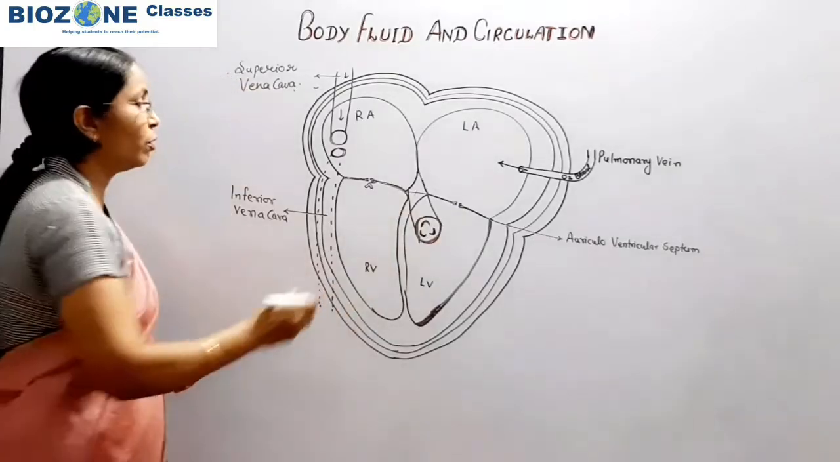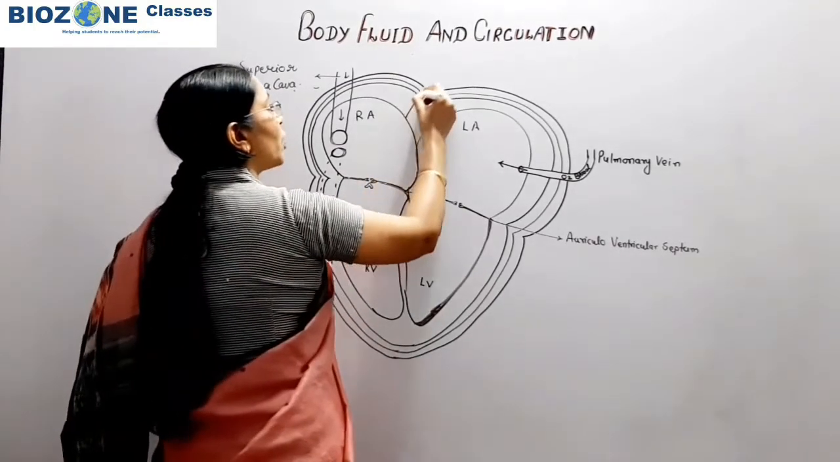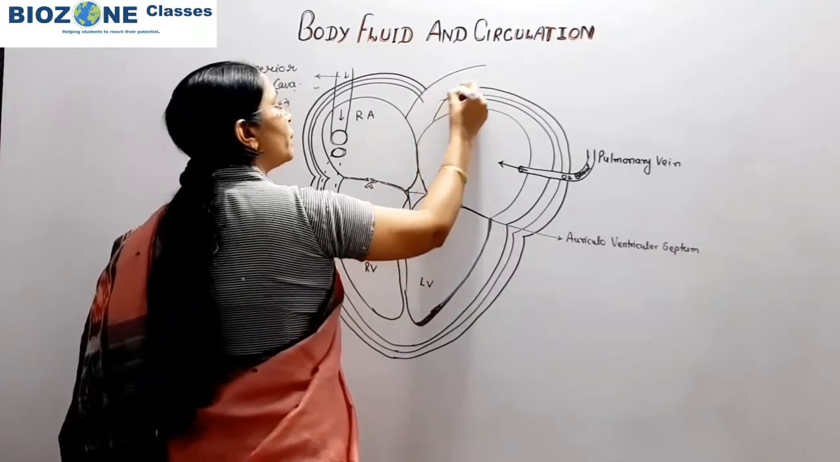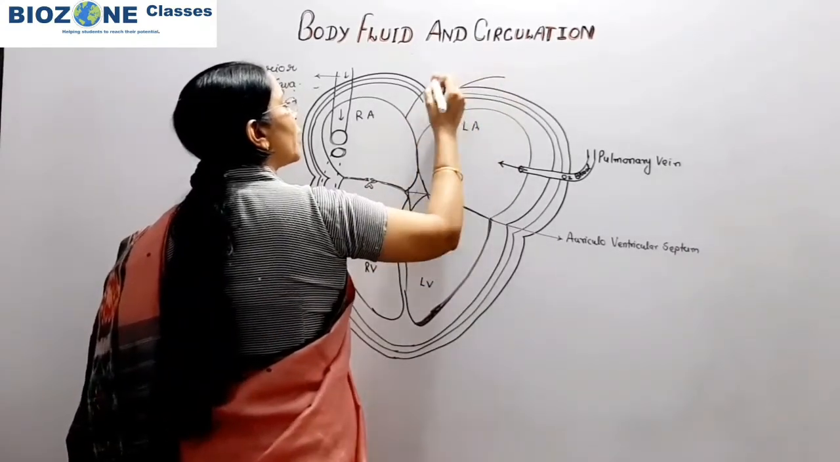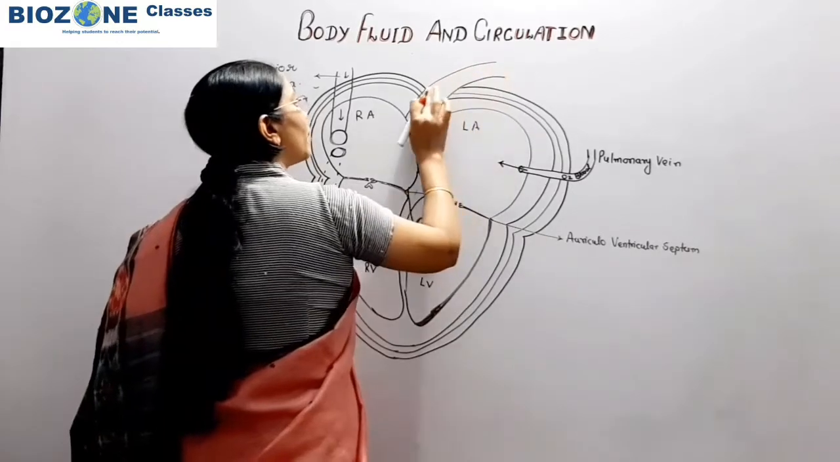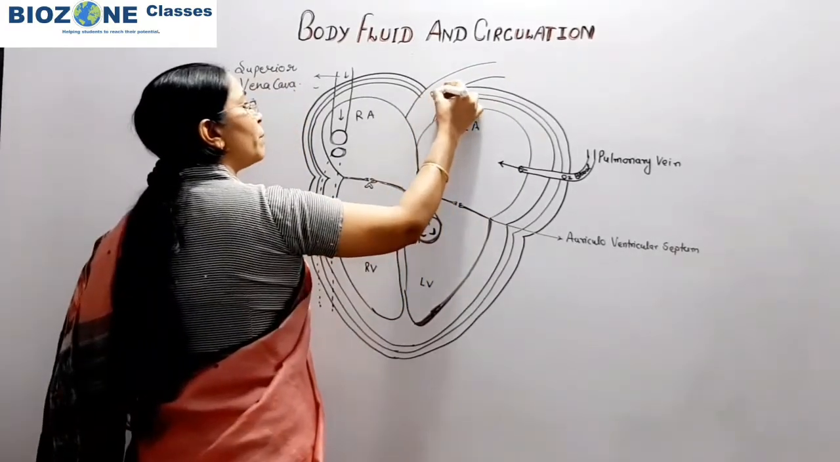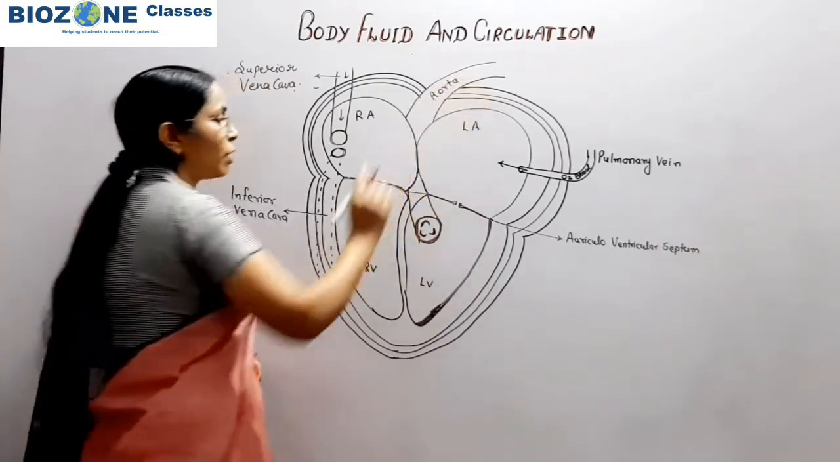So this is a semilunar valve, and then the aorta, you remember, comes out of the heart, and again it divides. That part we study in the arterial system. So this part, you remember, is the major aorta.